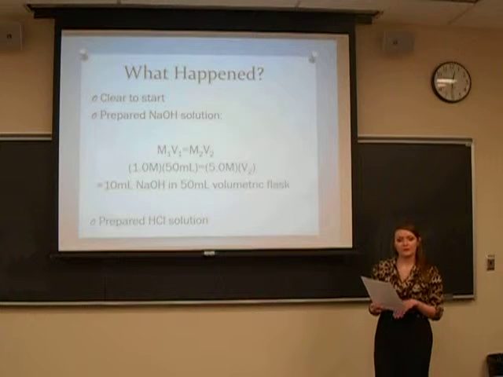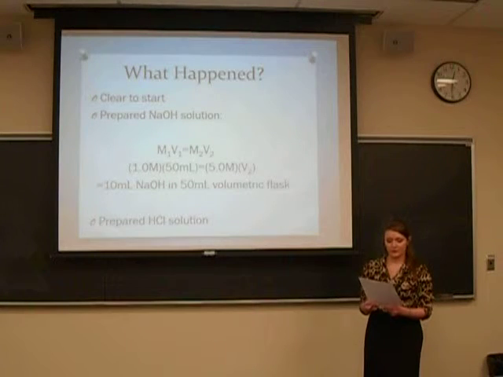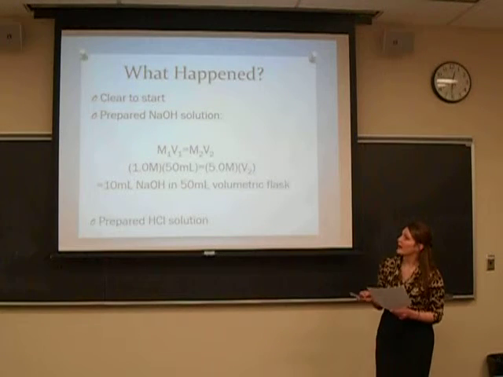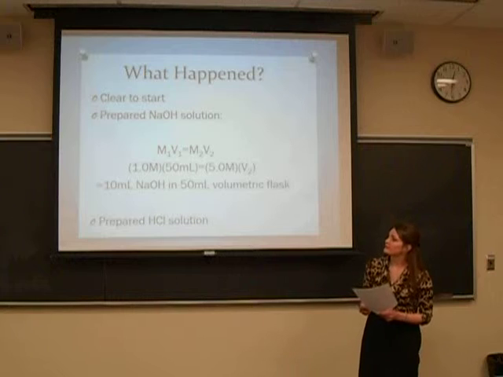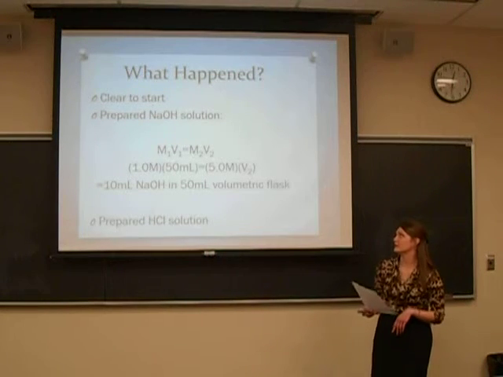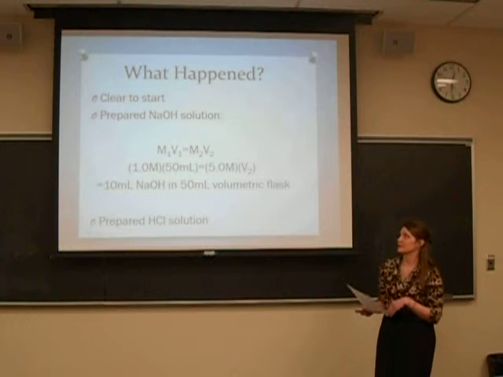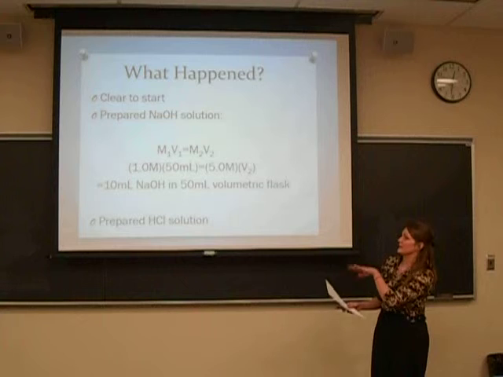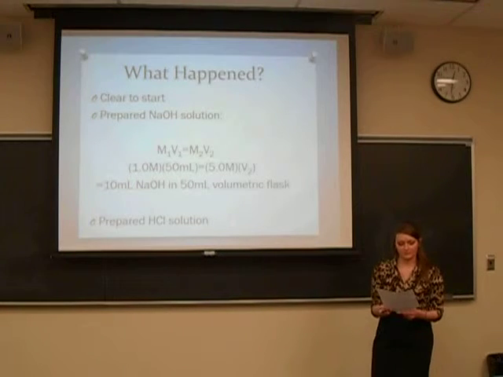So we had to prepare the sodium hydroxide solution and the hydrochloric acid. For the sodium hydroxide, we figured out that we needed to use 10 milliliters of sodium hydroxide in a 50 milliliter volumetric flask, and we did that. We did the same equation for the hydrochloric acid.